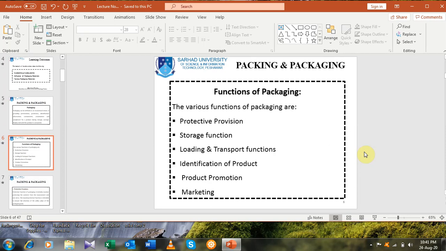Now we will discuss the functions of packaging. The various functions of packaging are: protective provision, that is providing protection from the environment and from different hazards; storage function; loading and transport function; identification of product; product promotion; and marketing.